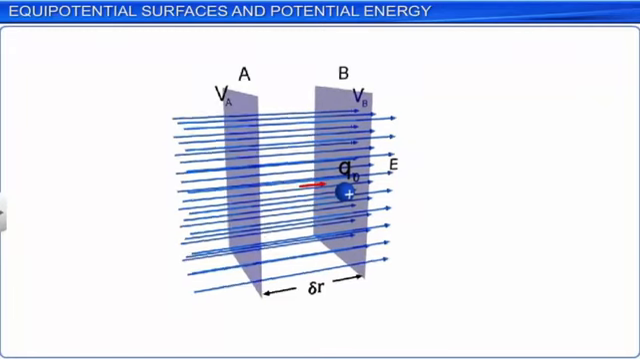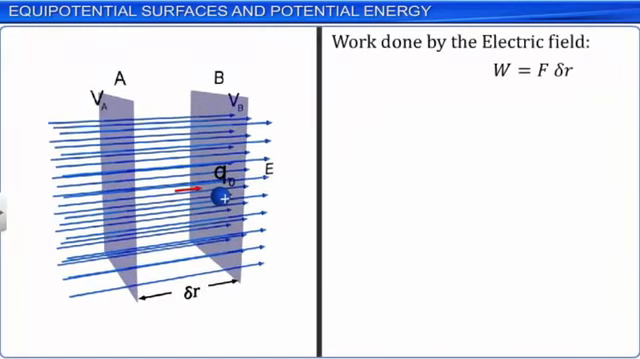The work done by the electric field W is equal to F delta R, where F is the force due to the electric field on the unit positive charge. As F is equal to Q0 E, and in this case, test charge Q0 is equal to plus 1 coulomb, we can say F is equal to E. Therefore, the work done W is equal to E delta R. Let this be equation 1.